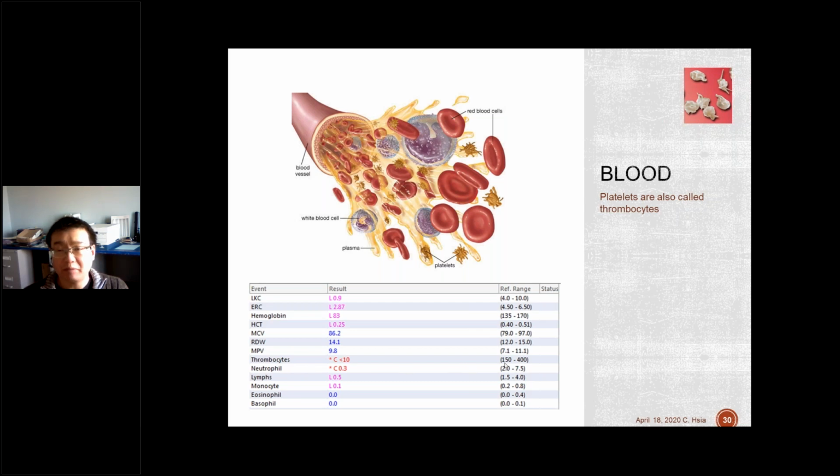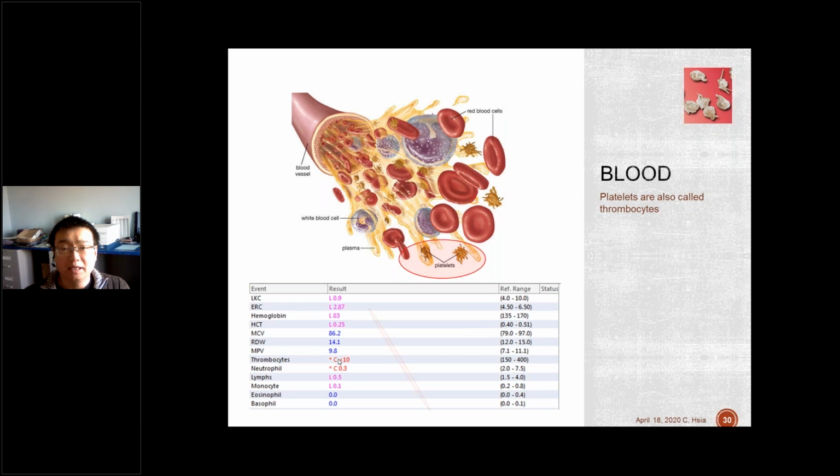The normal range for platelets is 150 to 400. And again, the units here would be times 10 to the ninth power per liter. So there's actually 150 billion to 400 billion platelets per liter of blood. And this patient has less than 10 here.